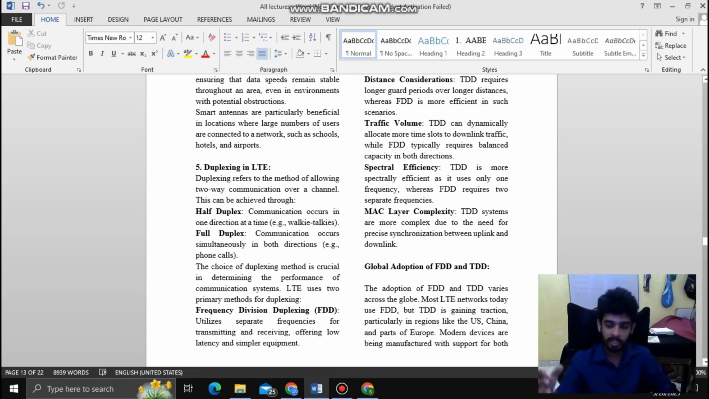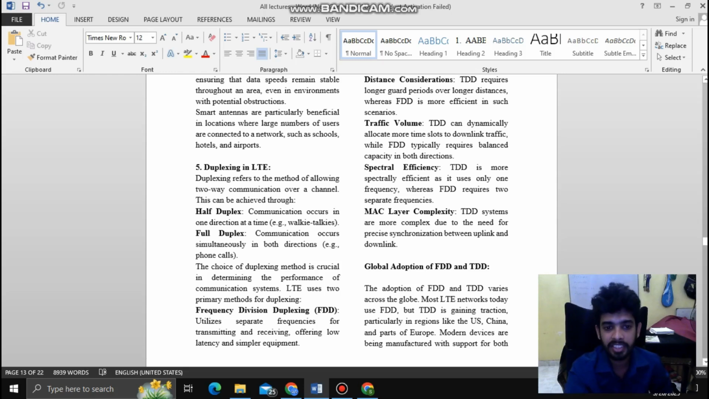Now, when we talk about the transmission modes, for half duplex, it means communication in one direction, but not at the same time, not simultaneous. That is half duplex, like a walkie talkie. Full duplex means both directions simultaneously, like a mobile phone.